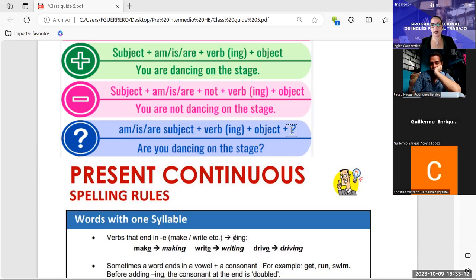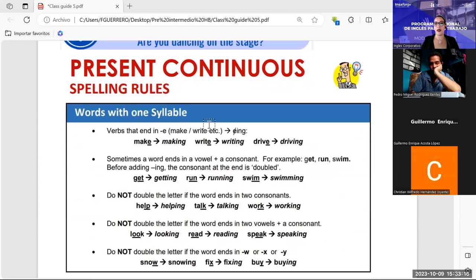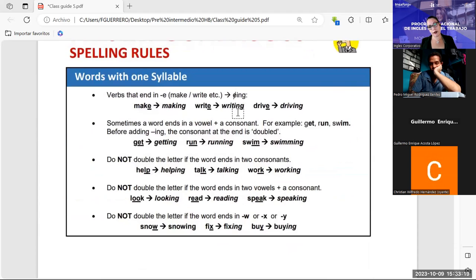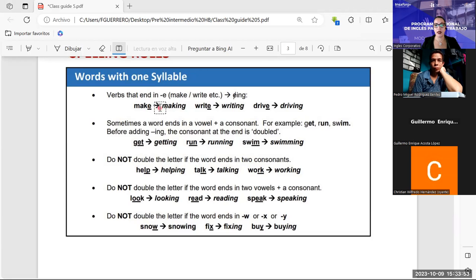Con esto de agregar ing al verbo hay ciertas reglas que seguir. Present continuous spelling rules. Tenemos que los verbos que terminan en e, antes de agregar el ing, tenemos que eliminar la e, ¿verdad? Verbs that end in e, for example, make and write. So we omit the letter e and add ing. Pueden ver ahí el cambio con make. Ya al hacerlo gerundio, quitamos la e y agregamos ing, making. Otro ejemplo, write, writing. Drive, driving.